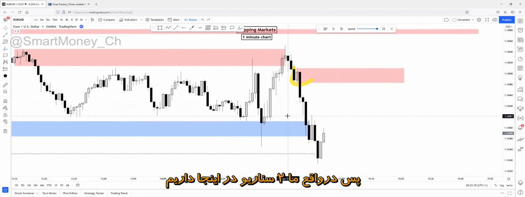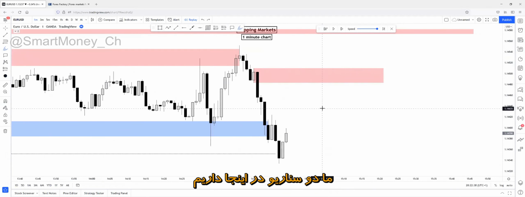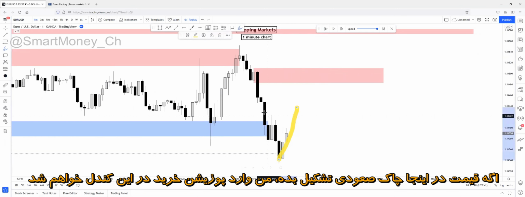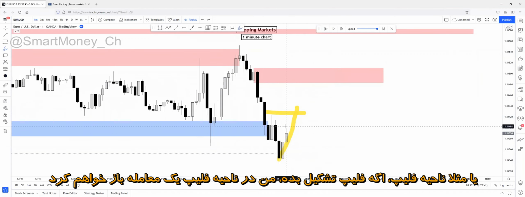So we got two scenarios here actually. If price changes character here to the upside, I'll be jumping on a long execution here on this candle, or on the flip zone. If price creates a flip zone here, I'll be jumping on a long execution.